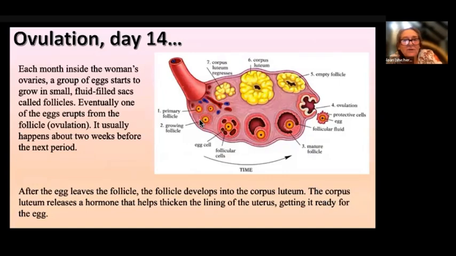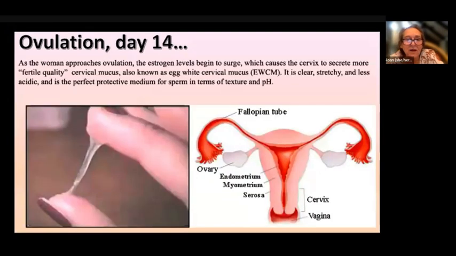Ovulation, we've already talked about that. It happens on day 14, counting the first day of your period. This primary follicle, and these are all over the ovary, starts growing. Here's a diagram of the egg fertilizing, leaving the ovary. And then this is the empty follicle where the corpus luteum goes back into itself.